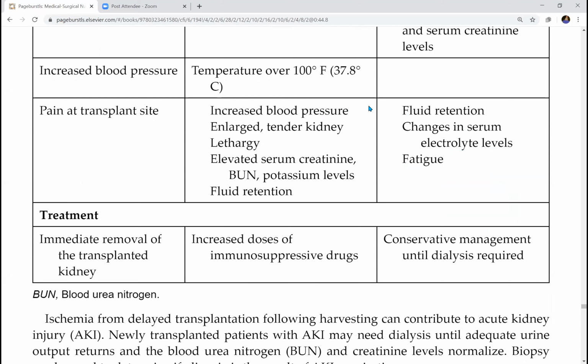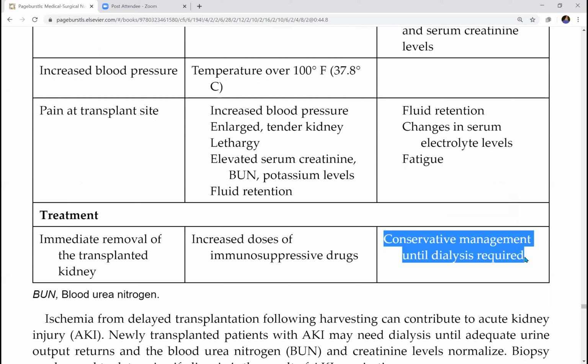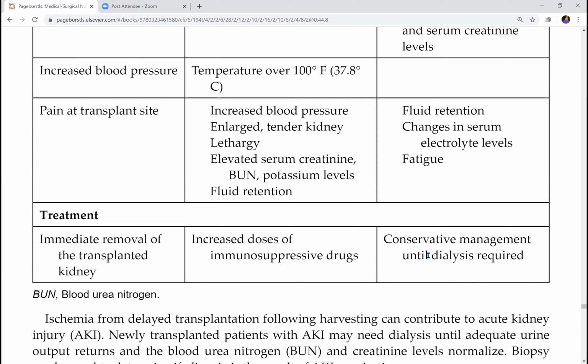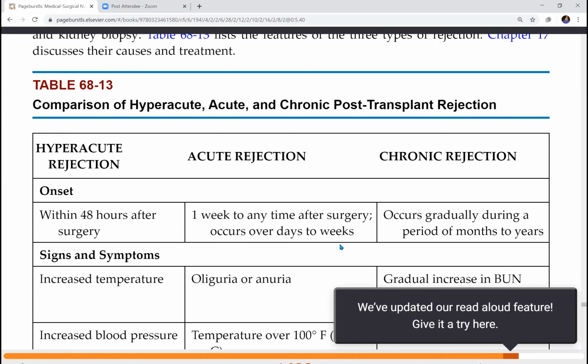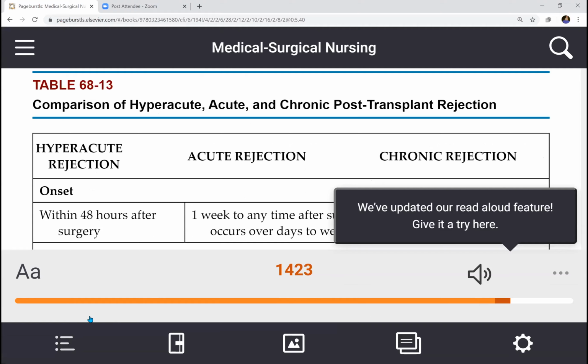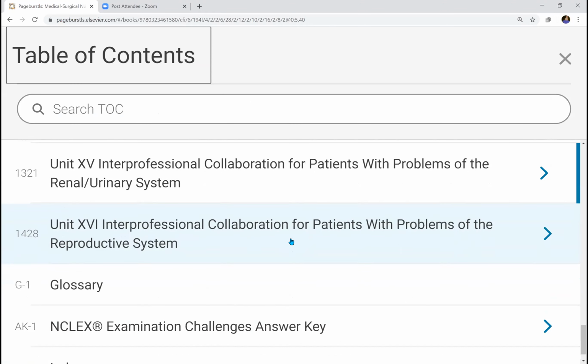And as we already mentioned in chapter 17, management would be still the same here. You increase the dosage of your immunosuppressive agents until it's gone, and then you go back to dialysis. Questions on kidney rejection? No. All right, let's go to liver. Then we'll end with the lungs.